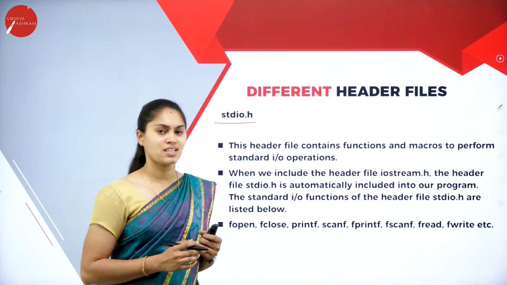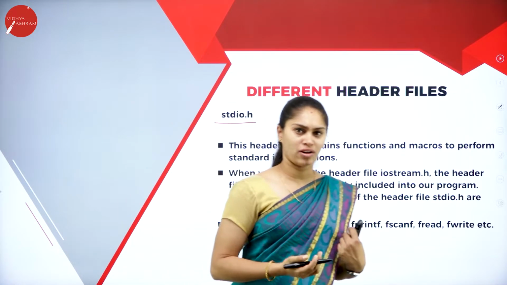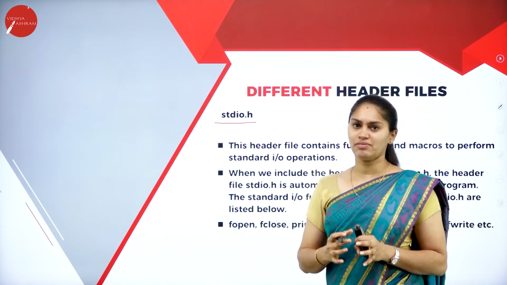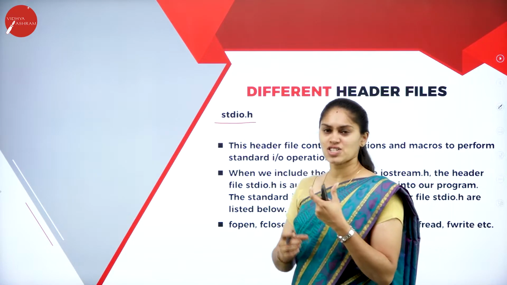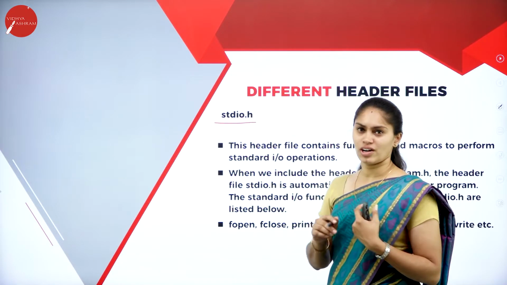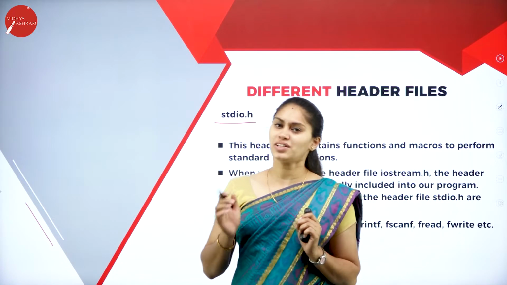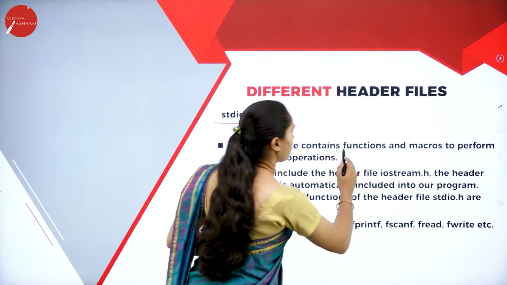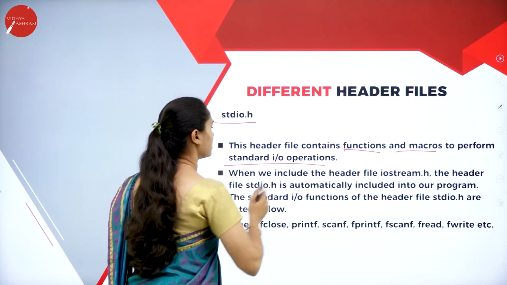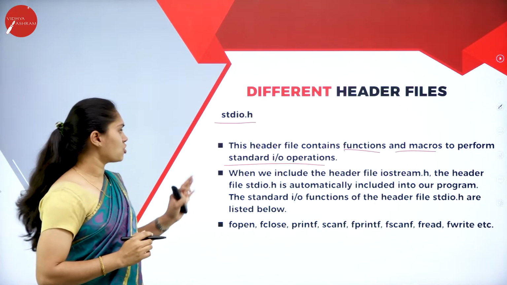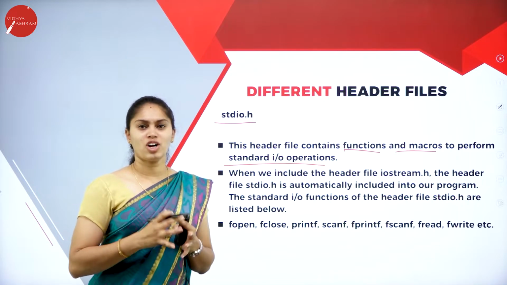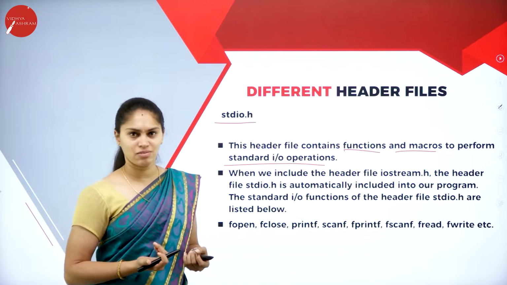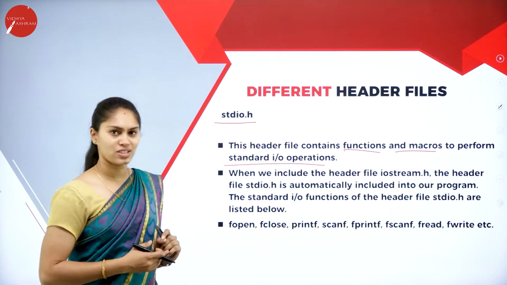Why are we going to use this? When I'm including iostream.h, in that only it will include this stdio.h header file as well. Then what is the use of having this stdio.h? Mainly this header file contains the functions and macros to perform standard input-output operations. So when we are performing standard input and output operations, it is mandatory to have this standard io.h header file. Then what are the functions related to this header file?